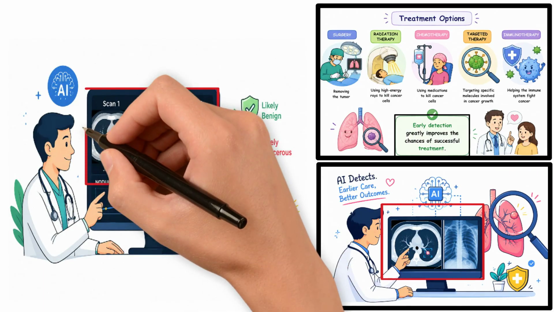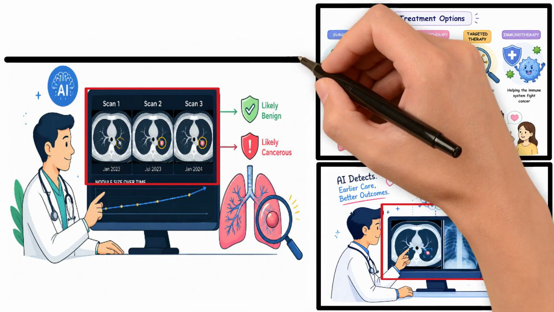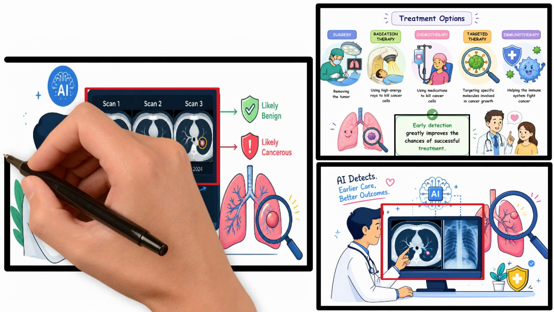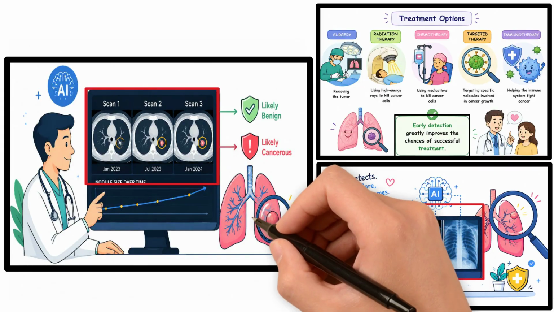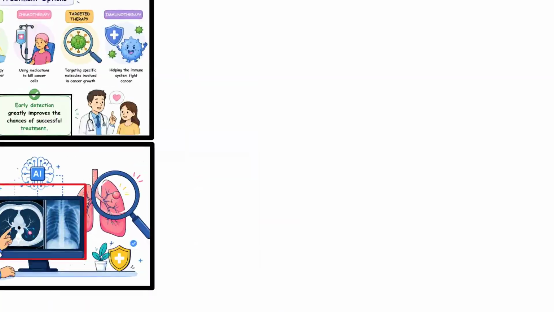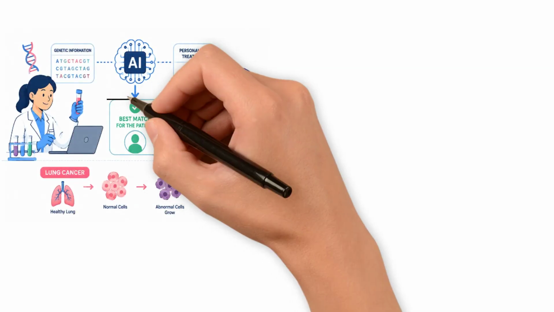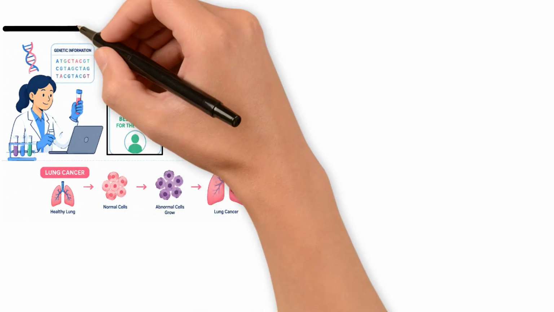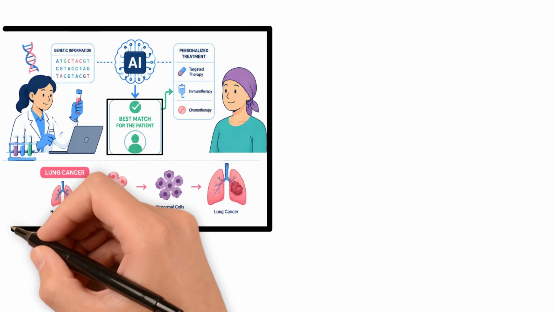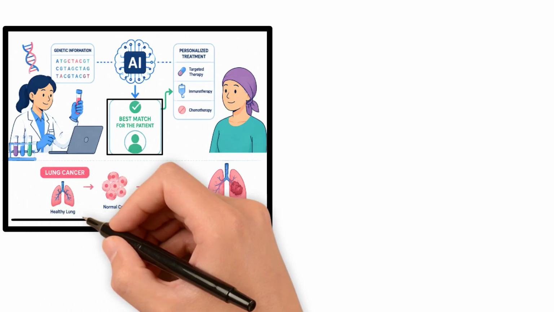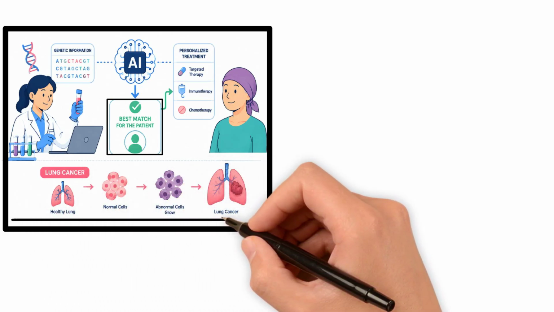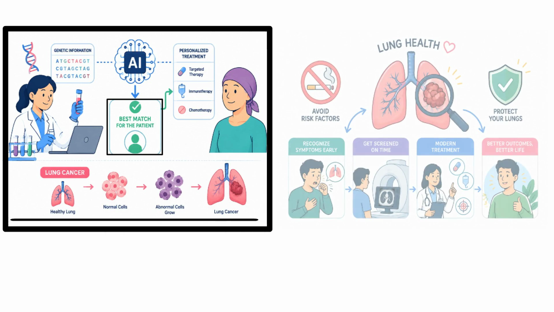Some hospitals use AI-powered software to measure changes in suspicious areas over time, helping doctors determine whether a nodule is likely to be cancerous. Researchers are also using AI to study genetic information and match patients with the most effective personalized treatments. Lung cancer is a disease that begins when abnormal cells grow out of control inside the lungs.